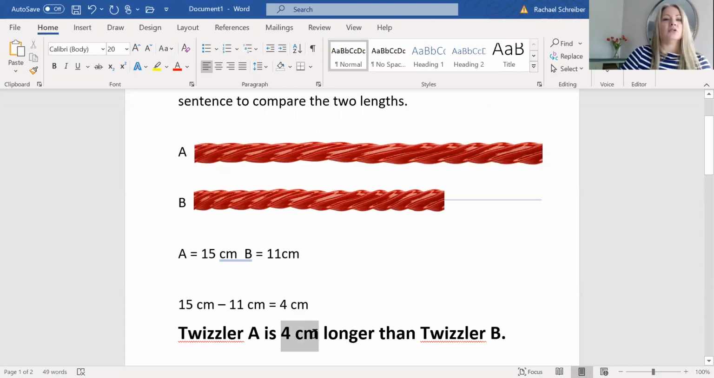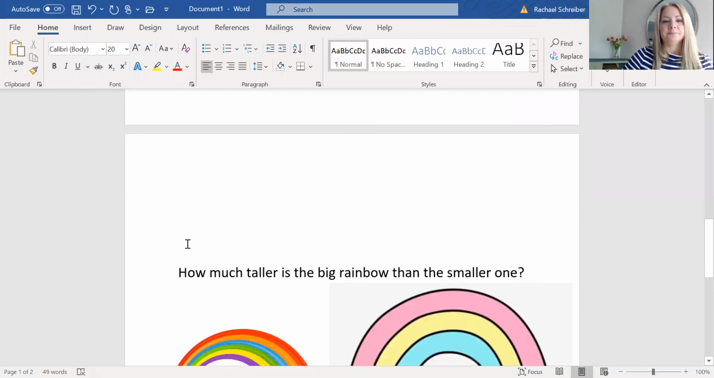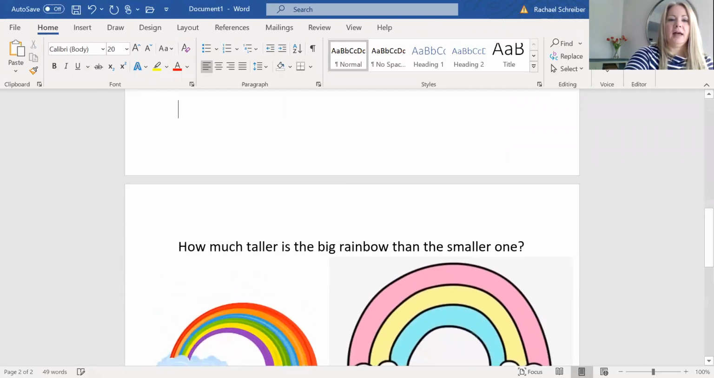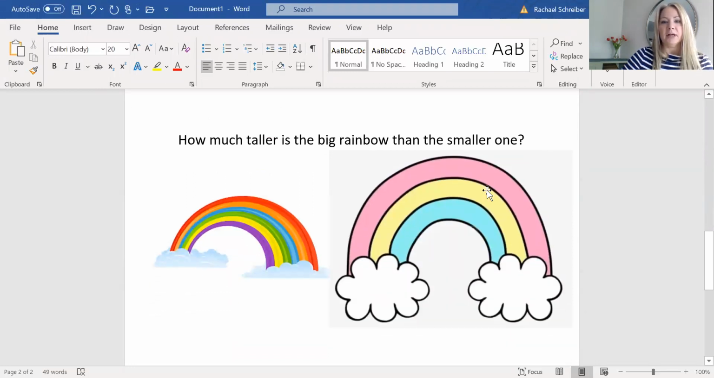I always tell my boys and girls to underline their answer and the label in their sentence whenever they're done. So I'm going to do that too. All right, let's try another one just for practice. This says, how much taller is the big rainbow than the smaller one?